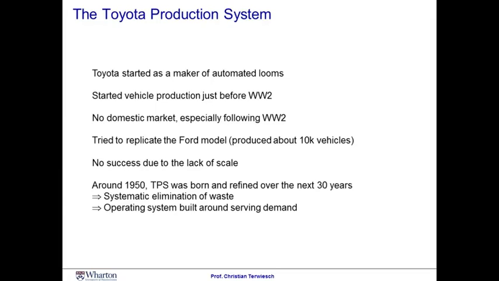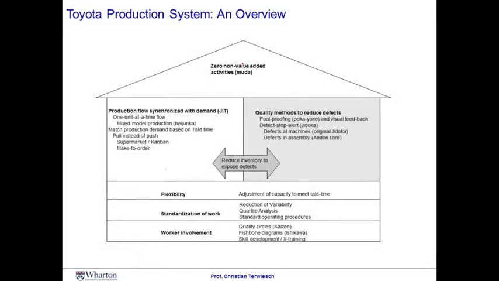They also emphasized the role of serving demand. This lack of having a domestic demand in Japan at that time really forced them to avoid the scale economies model of the Fords, and instead build a model of flexibility that would allow them to serve much smaller markets profitably. I would like you to think about the Toyota production system in the form of a big house.